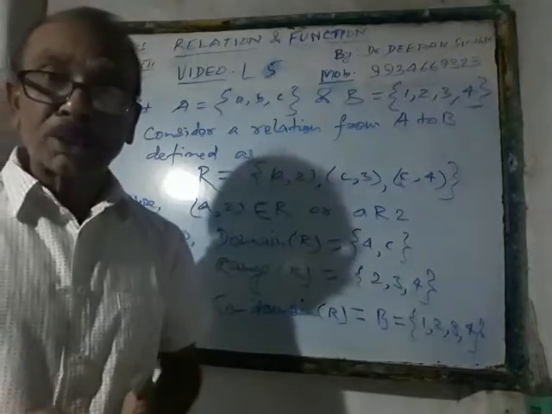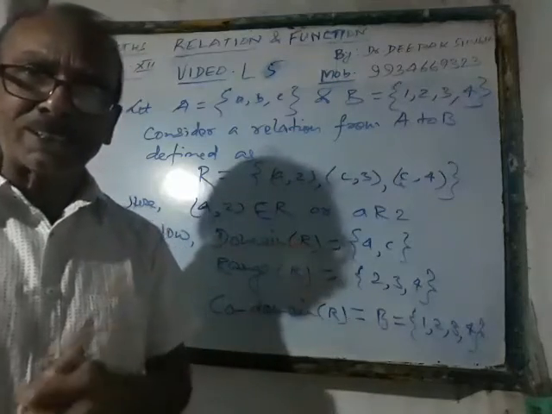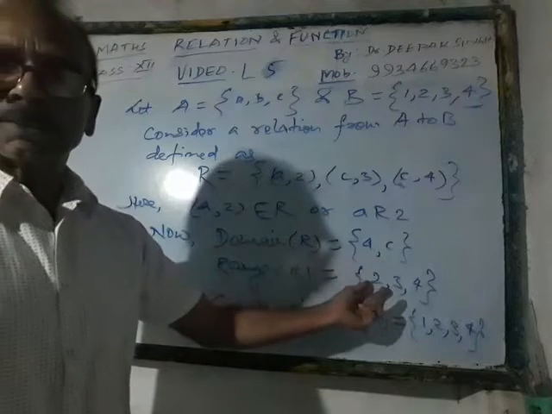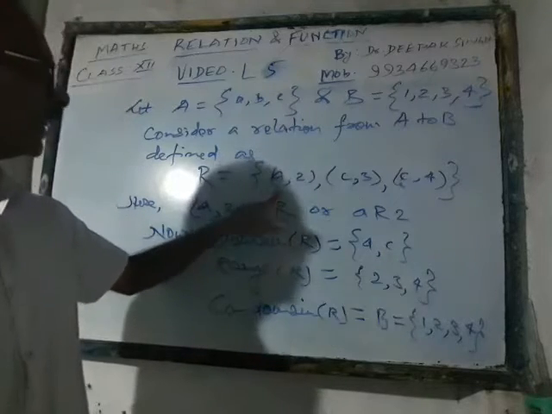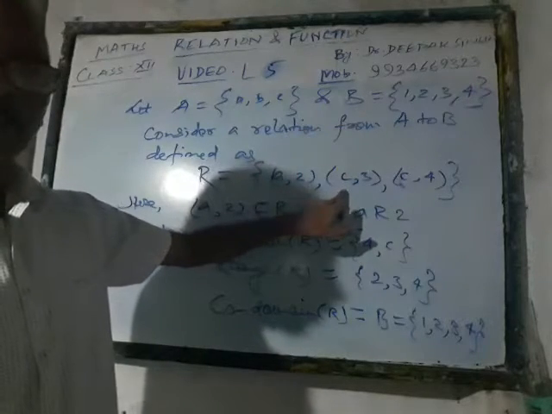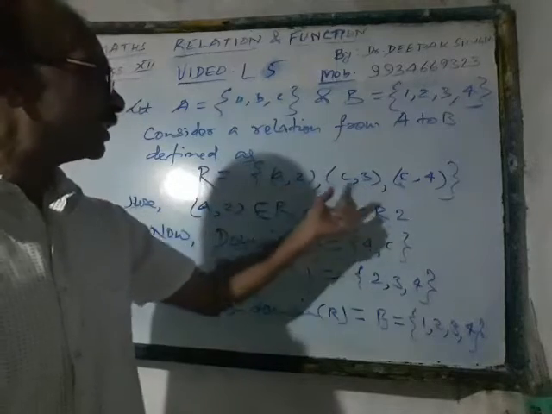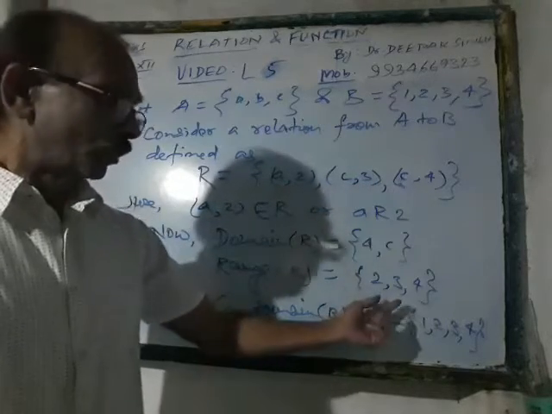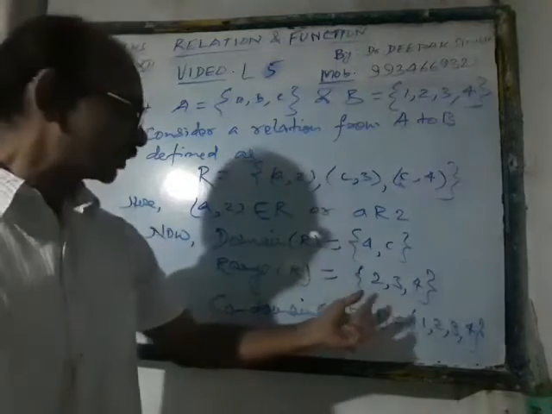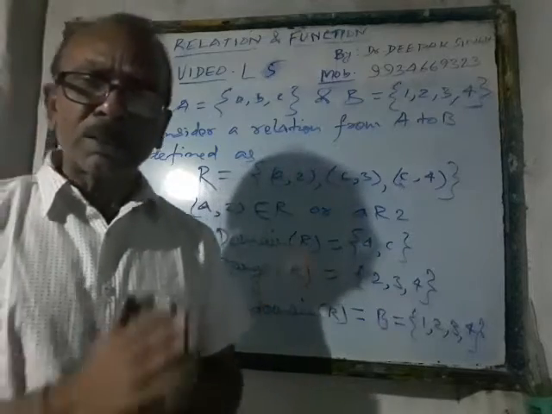And the objects which are related to something else, that object which is being related to the elements of the domain, that would be called the range of the relation. So here a is related to what? 2. 2 belongs to B. c is related to what? 3. And again c is related to what? 4. Naturally, these 3 elements 2, 3 and 4 constitute what? The range of the relation.